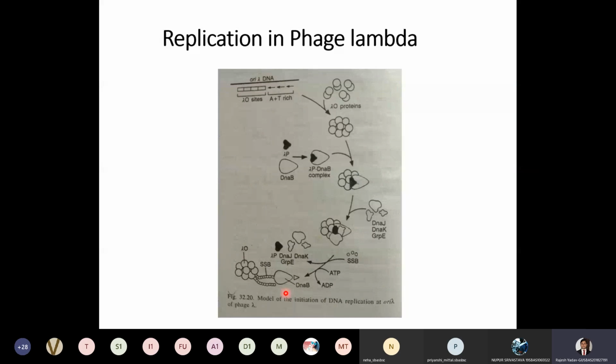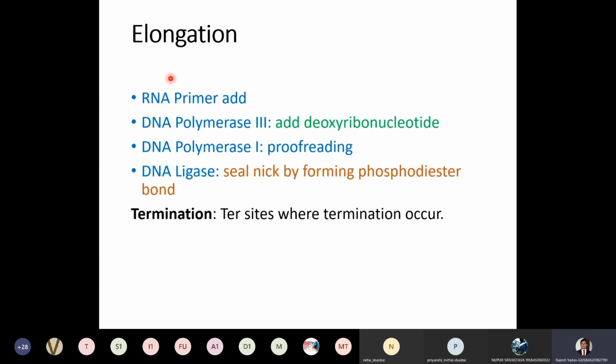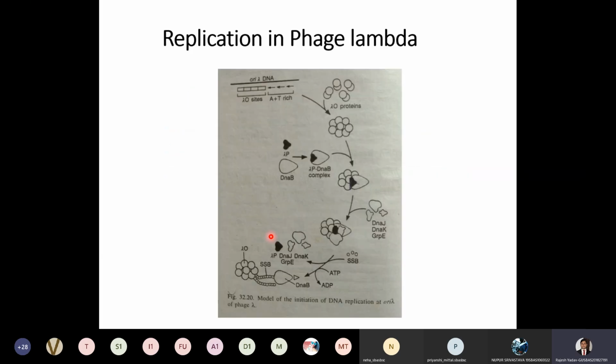And in the elongation process, the same process occurs. That means first the RNA primer will add, it will bind with both strands of the DNA, leading strand and lagging strand, in the same way. Then DNA polymerase III will come and add the deoxyribonucleotide, then DNA polymerase I will come. It helps with proofreading and removes the RNA primer and adds the deoxyribonucleotide, and then DNA ligase will form the phosphodiester bond and seal the nick. And the termination, the same process occurs.